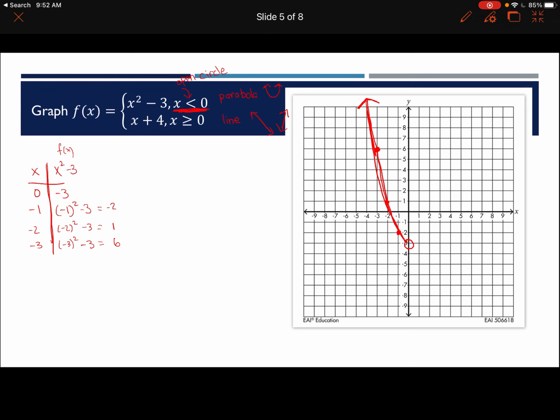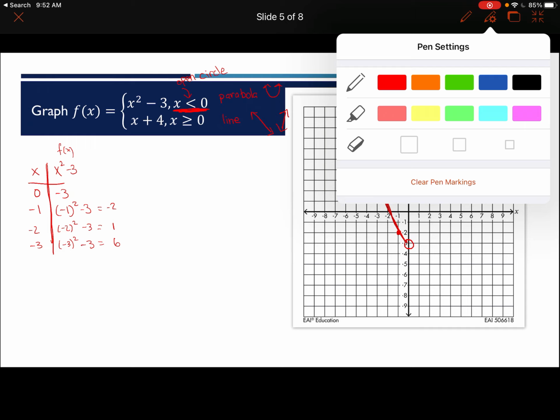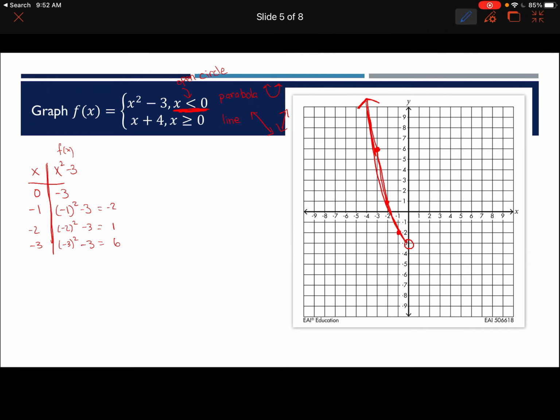And so now we want to graph the other portion, and we'll graph that in, we'll say blue. So now we have x plus 4. And for the x plus 4 part, our x's need to be greater than or equal to 0. So you should always use the break point for your graph. So that means that we need 0, and 0 plus 4 is going to be 4. And for a line, you only need 2 points. So let's choose x equals 1. And so 1 plus 4 is going to be 5. So we have the point 0, 4.